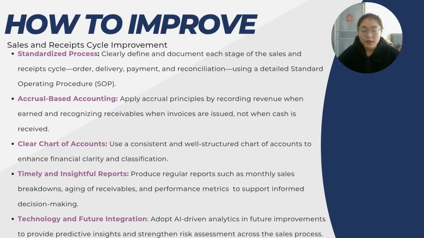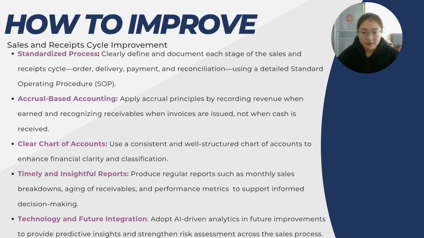How to improve the sales and receivables cycle. Improvement one, standardize the process: clearly define and document each stage of the sales and receivables cycle, order, delivery, payment, and realization, using a detailed standard operating procedure. Improvement two, accrual-based accounting: apply accrual principles by recording revenue when earned and recognizing receivables when invoices are issued, not when cash is received.